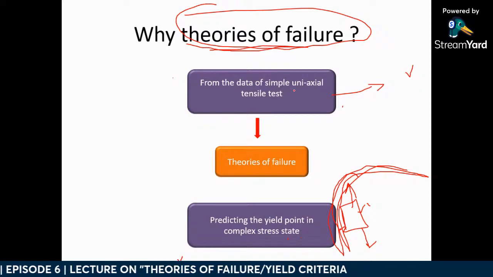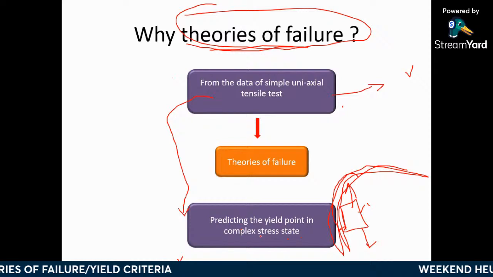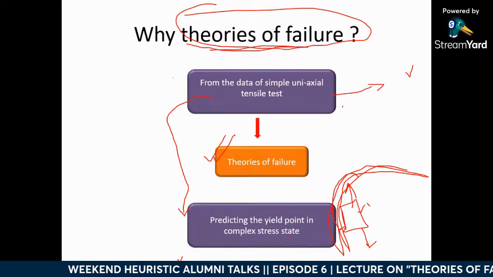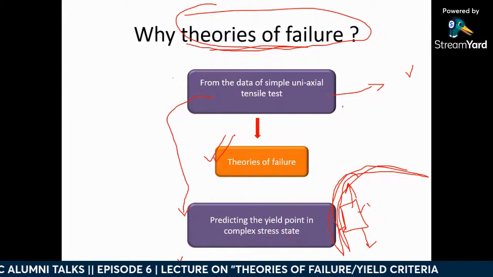Okay, so directly you cannot use uniaxial tensile test result for complex stress state. You need to process by using the concepts of theories of failure. Is this fine? It's clear. We'll move further.